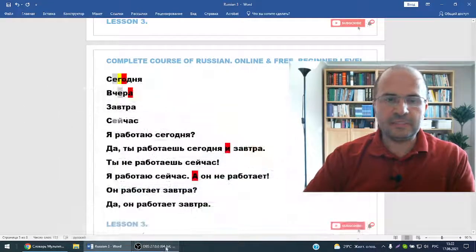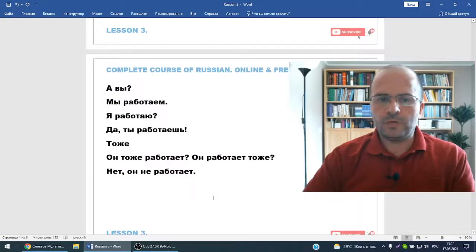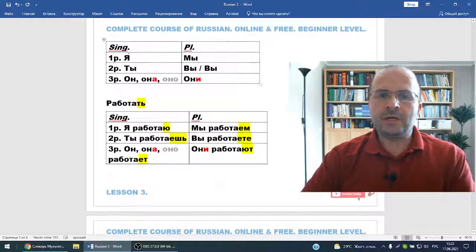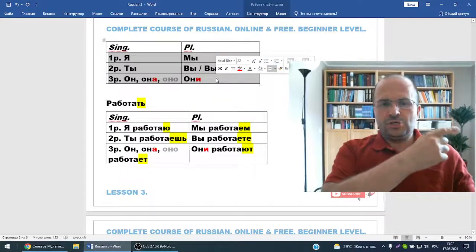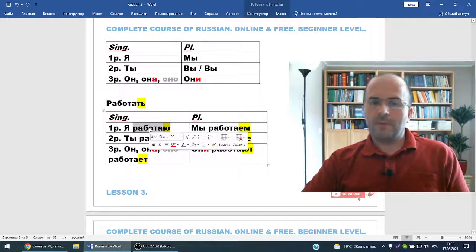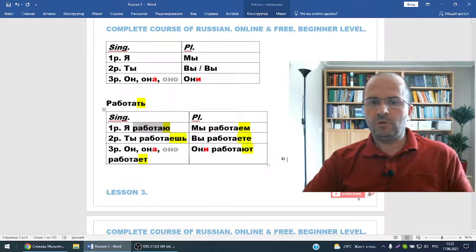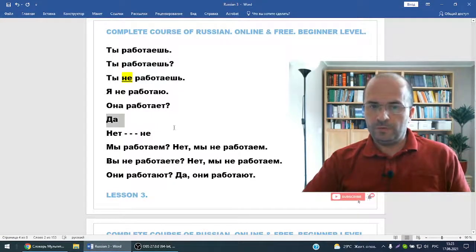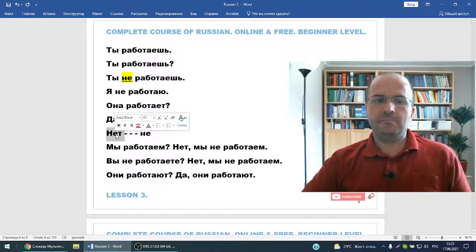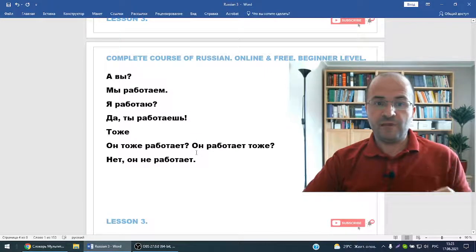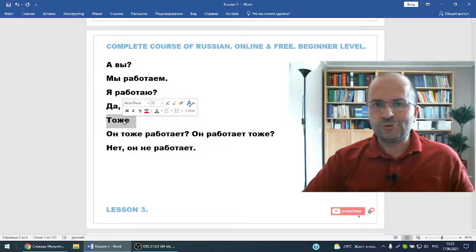And I would say that it's enough for today. Please, the homework is to build up as many phrases as possible using personal pronouns I, you, he, she, we, you, they, and the verb to work, работать. Я работаю, ты работаешь, он работает, мы работаем, вы работаете, они работают. In the affirmative form, negative form, and interrogative form, so questions. Okay? Then we learned today да, meaning yes, нет, meaning no, не, meaning not. Okay? And also, very important, тоже, which means also, as well.